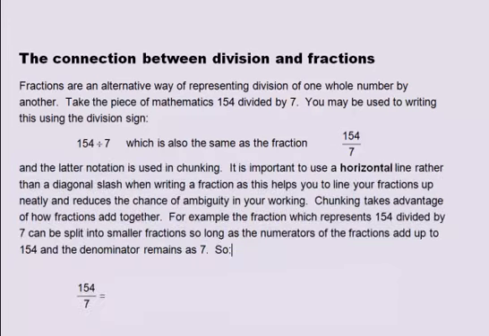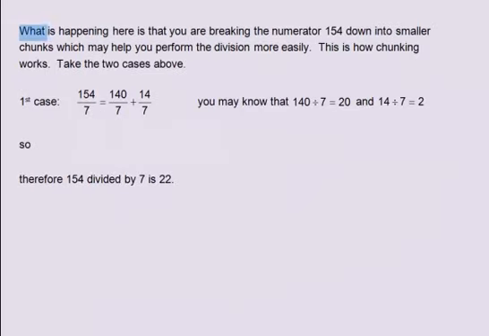So 154 divided by 7 equals 140 divided by 7 plus 14 over 7, or 154 over 7 equals 70 divided by 7 plus 70 divided by 7 plus 14 divided by 7, and so on. What is happening here is that you are breaking the numerator 154 down into smaller chunks, which may help you perform the division more easily. This is how chunking works.